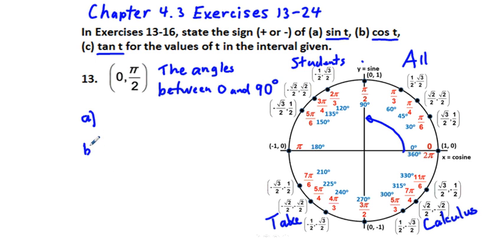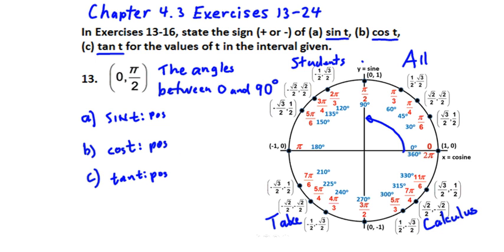And so we know by that our answers are going to be: sine t positive. Cosine t positive. Tangent t, tangent is sine divided by cosine, is also positive.